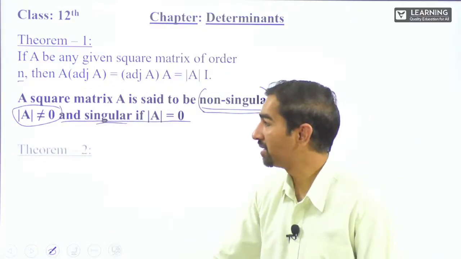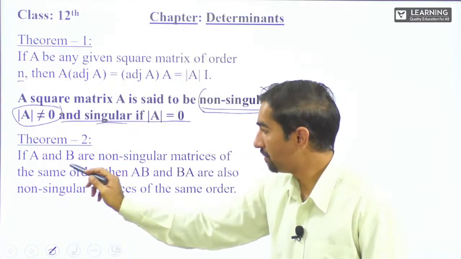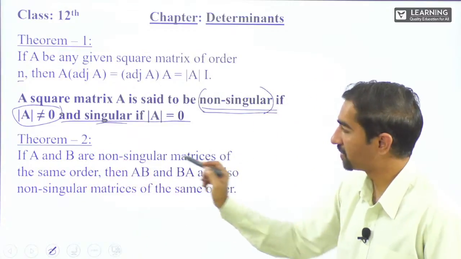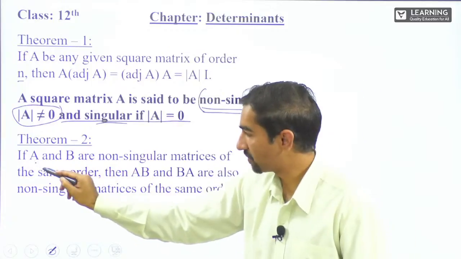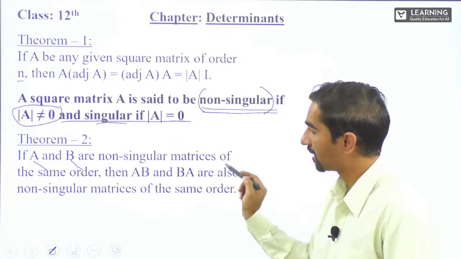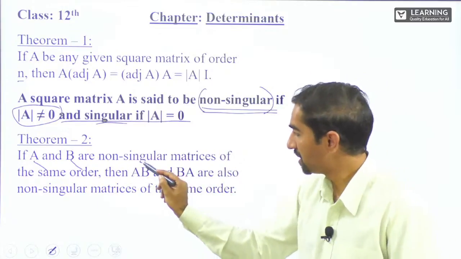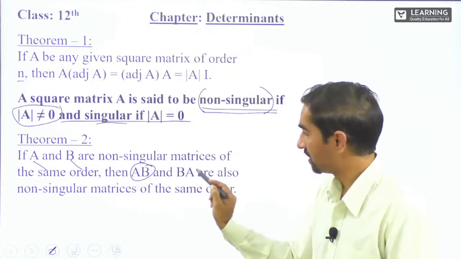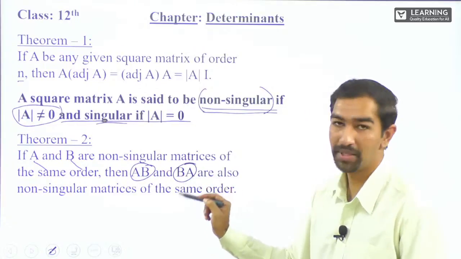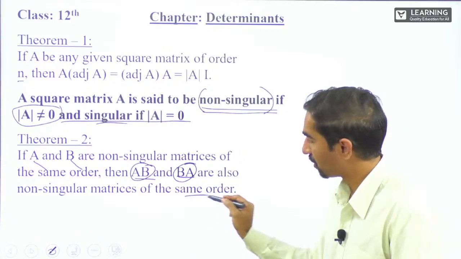Moving on to the next one, theorem 2. So theorem 1 and theorem 2. Second theorem: if A and B are non-singular matrices of the same order, A is also of the same order, B is also of the same order, then AB and BA are also non-singular matrices of the same order. AB means what? Product of two matrices. BA is also the product of two matrices. So the product also will be non-singular only of the same order.